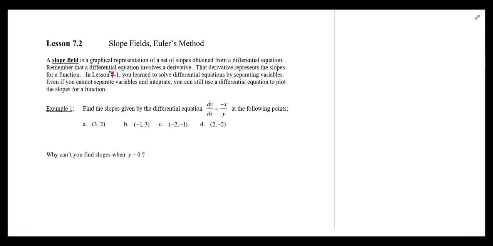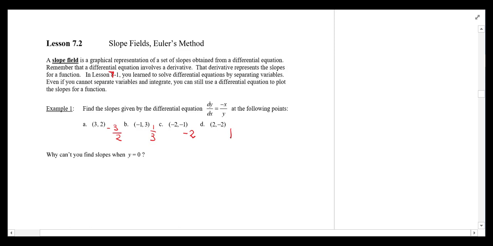So in essence, all you need to do is just plug in the numbers. So we got x equals 3 and y equals 2. Yep, negative 3 halves for part A. For part B, we'll plug in negative 1 and 3 for x and y. And I hope that you can see the slope is 1/3. And then for part C, yes, that's negative 2 divided by negative 1, that's negative 2. And finally, part D, I hope you got the answer of 1.